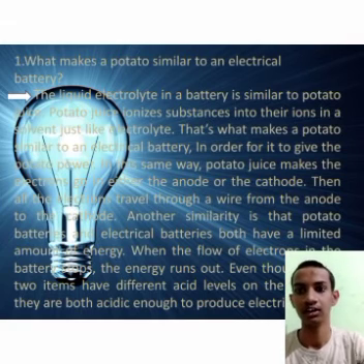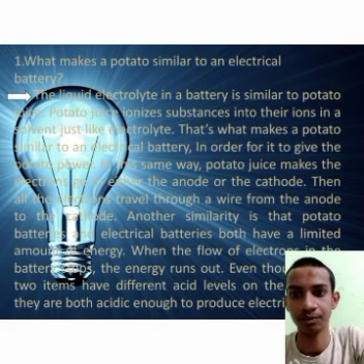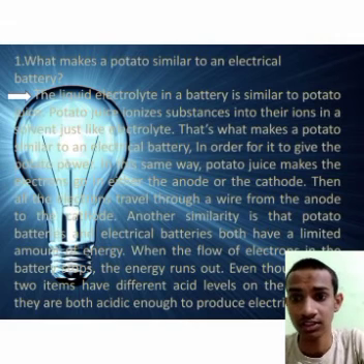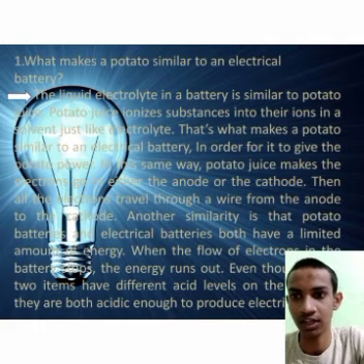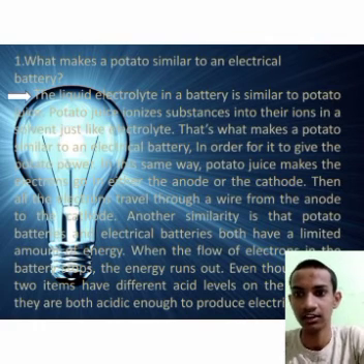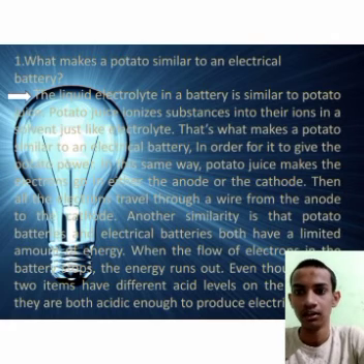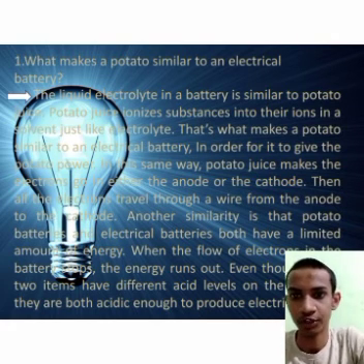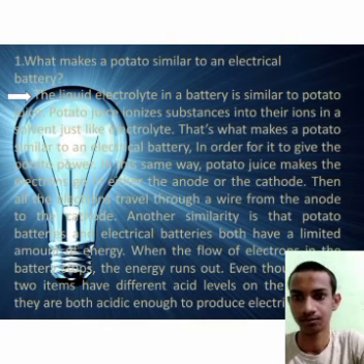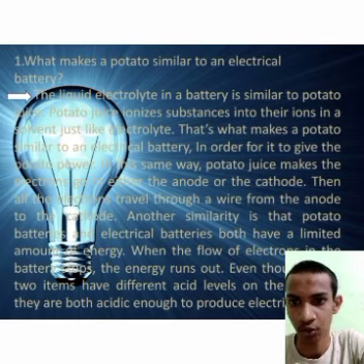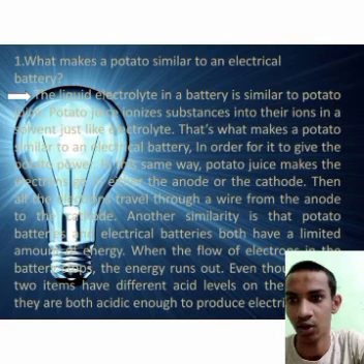The liquid electrolyte in a battery is similar to potato juice. Just as potato juice ionizes substances into their ions in a solvent like an electrolyte, that's what makes a potato similar to an electrical battery. In order to give the potato power, in this same way, potato juice makes the electrons go to either the anode or the cathode.